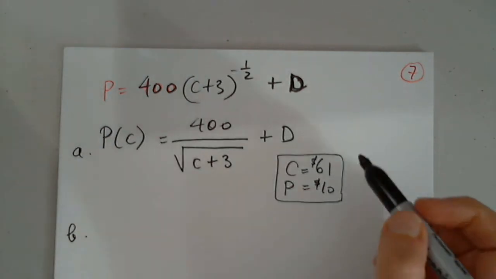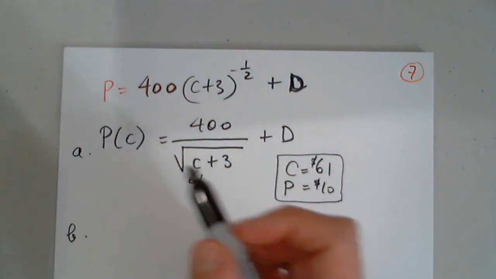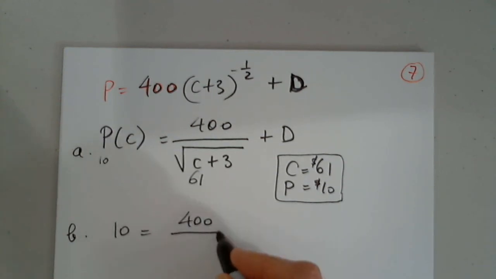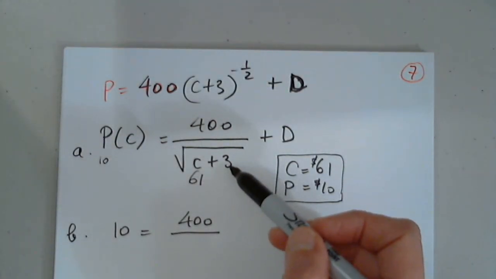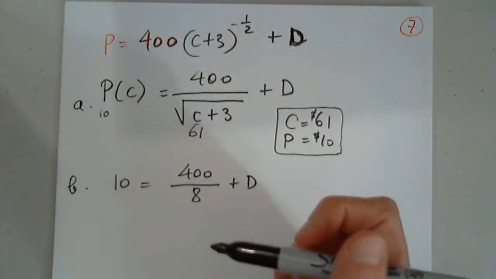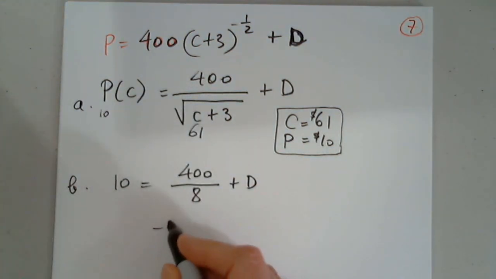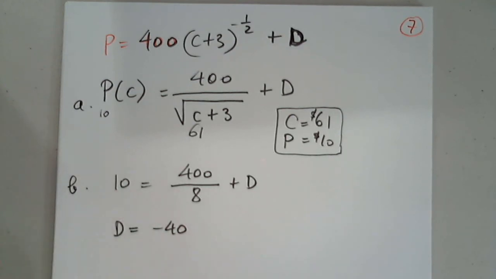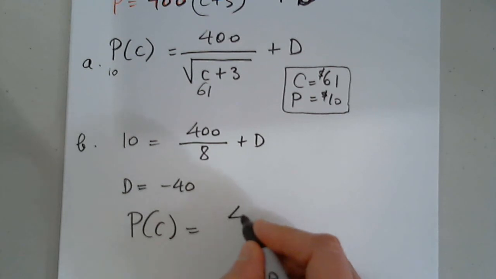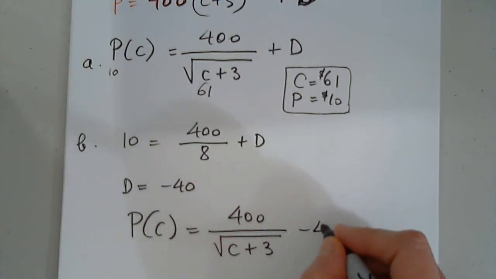So we're going to plug it in. So when C is 61, P is 10. So 10 equals 400 divided by the square root of 61 plus 3, which is 64. The square root of 64 is 8, plus D. 400 divided by 8 is 50. 10 minus 50 is negative 40. So D equals negative 40. So then P of C is 400 over the square root of C plus 3 minus 40.